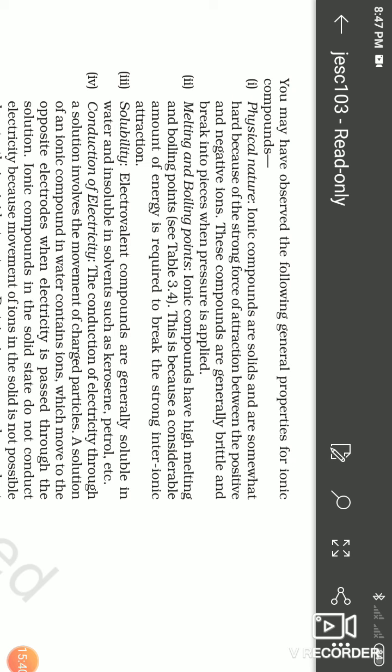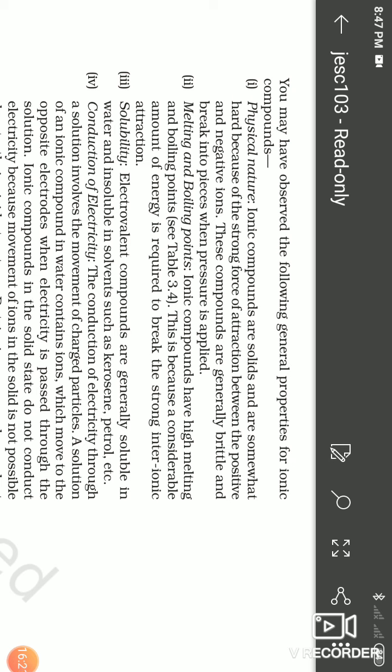Here, the physical nature. Ionic compounds are crystalline in nature. But what are the most important physical properties of ionic compounds? Ionic compounds are solid, as we know, and also somewhat hard, because of the strong force of attraction between the positive and negative charged ions.